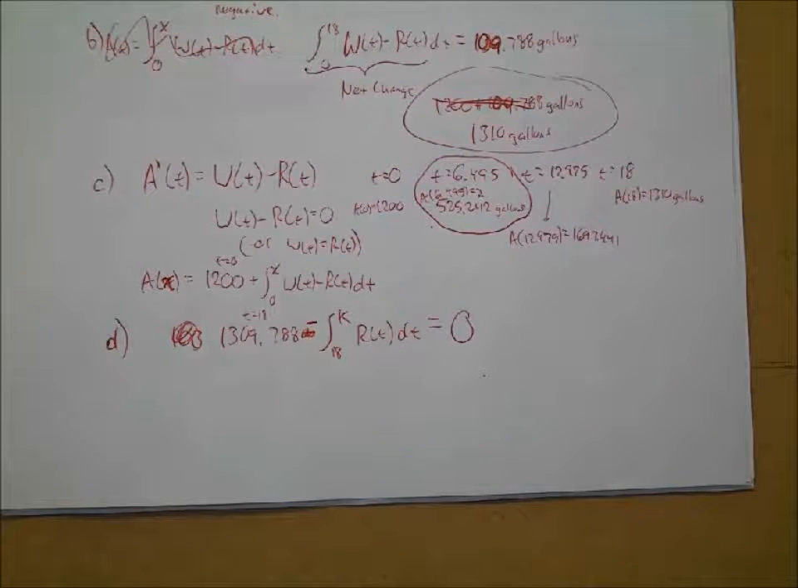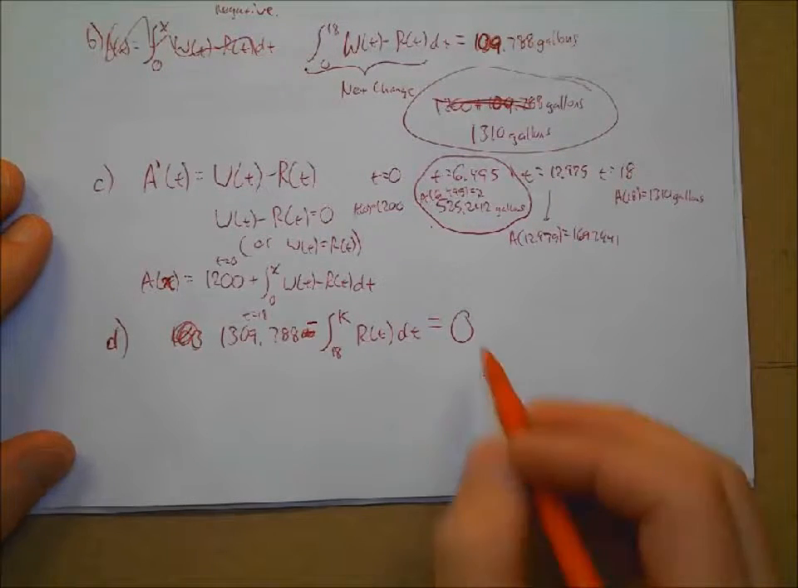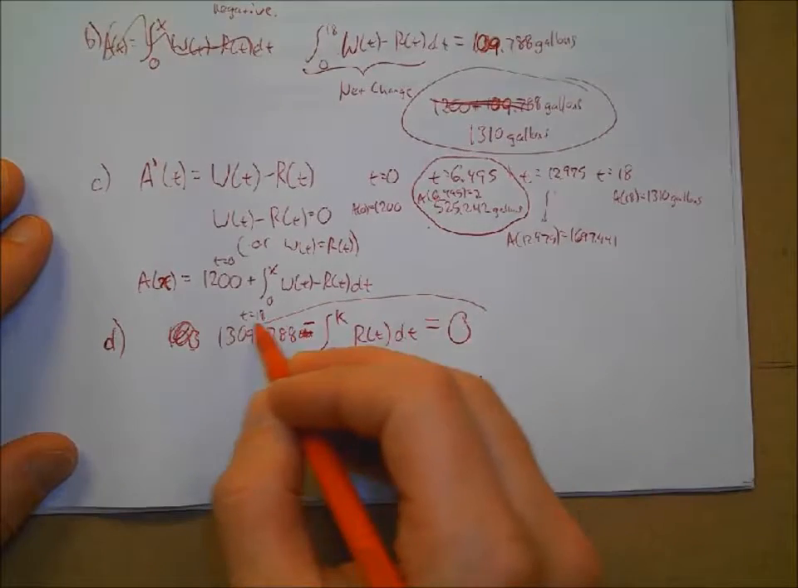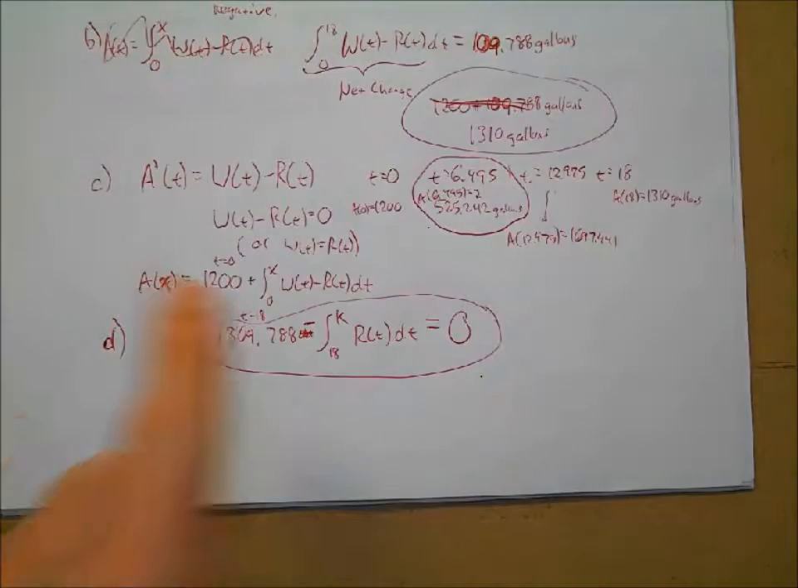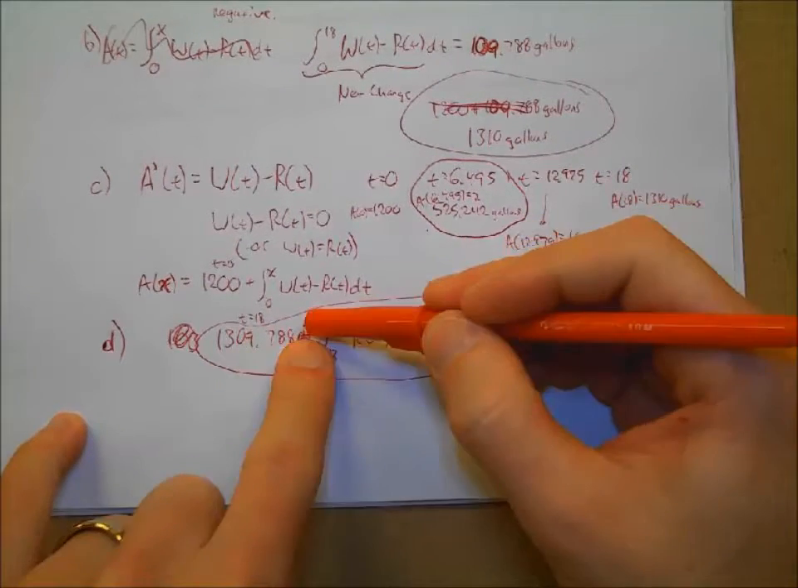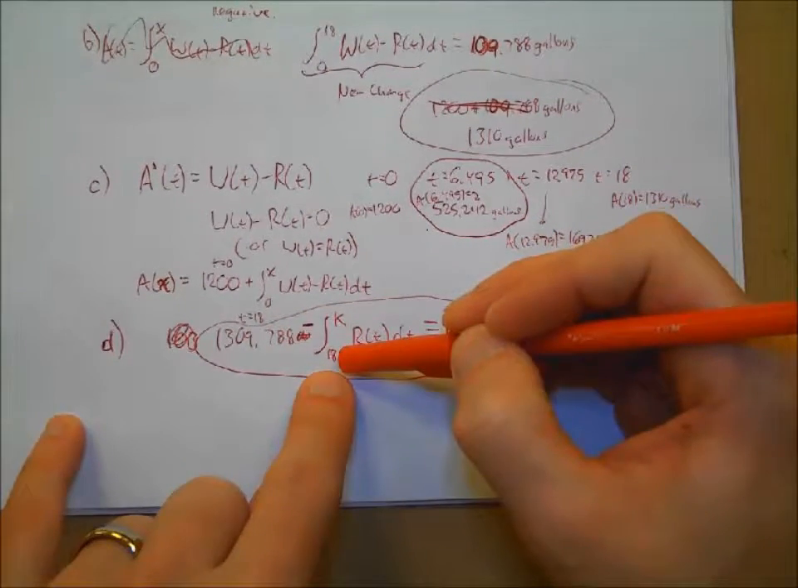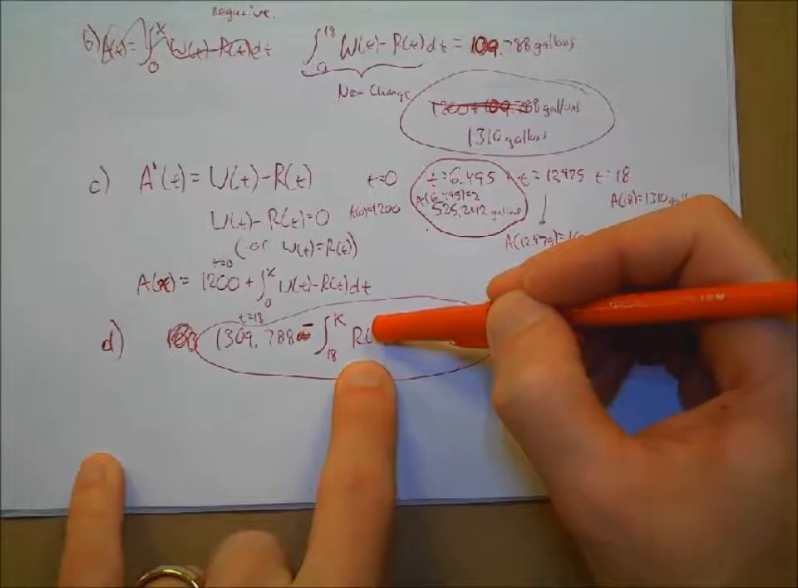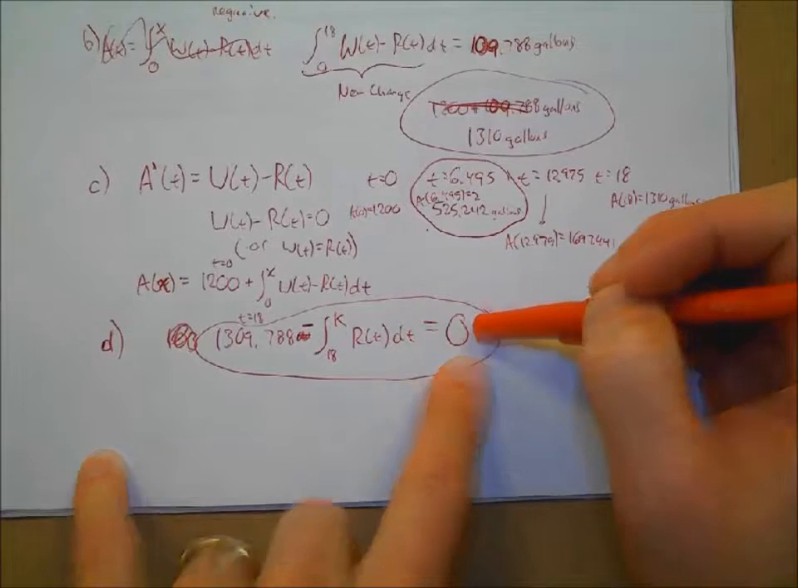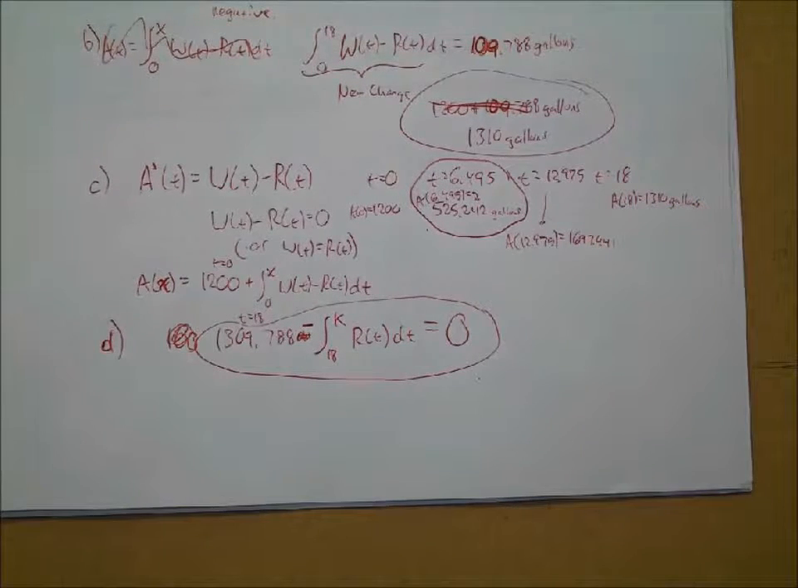Okay. So there's that right there. Your amount at time 18 minus the water that's being removed from 18 to k, this unknown time, with the removal rate right there, and it equals 0. Okay? You want to know when it equals 0, when there's none left.